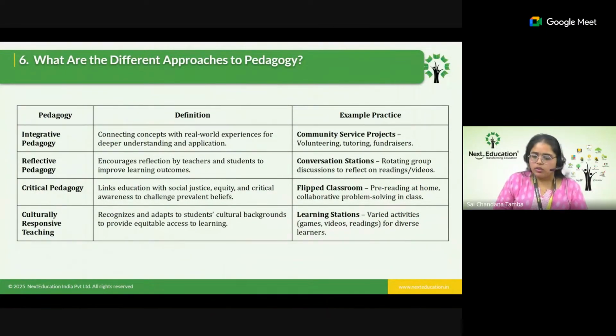So for the learning stations here, some students actually prefer learning through games, videos, or reading. So a teacher could come up with varied activities for diverse learners. So that is culturally responsive teaching.